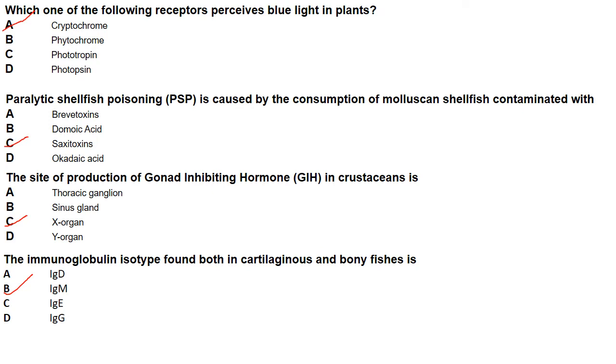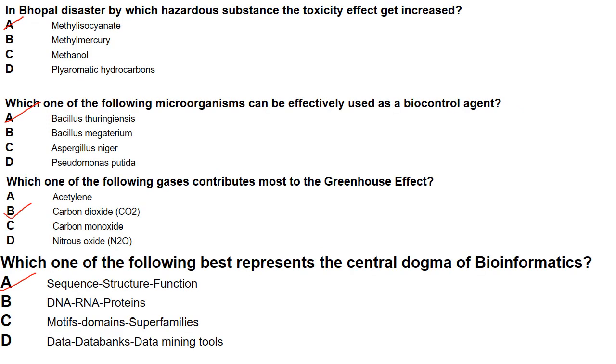Answer is option B. In Bhopal disaster, by which hazardous substance the toxicity effect get increased? It is by methyl isocyanate. Answer is option A. Which one of the following microorganism can be effectively used as a biocontrol agent? Bacillus thuringiensis. Answer is option A. Which of the following gases contribute most to the greenhouse effect? It is carbon dioxide. Answer is B.